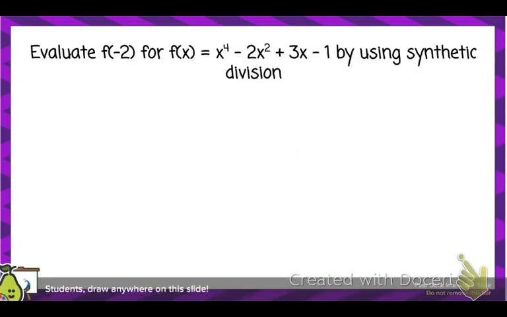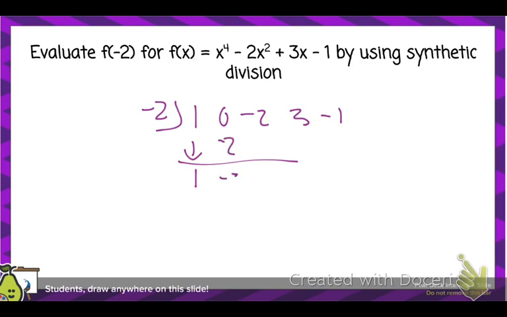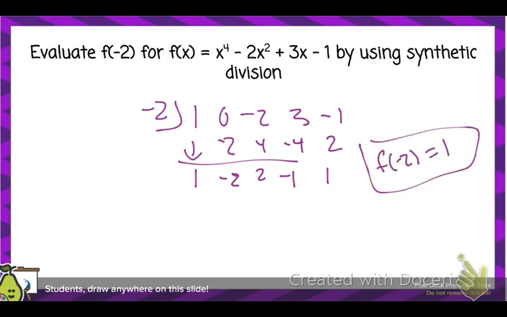So here's just another quick example that we did on the Pear Deck. So f of negative 2, if I wanted to evaluate that, I could do negative 2 with synthetic division. And the remainder is going to be my answer. So I get a remainder of 1, which means that f of negative 2 is equal to 1.